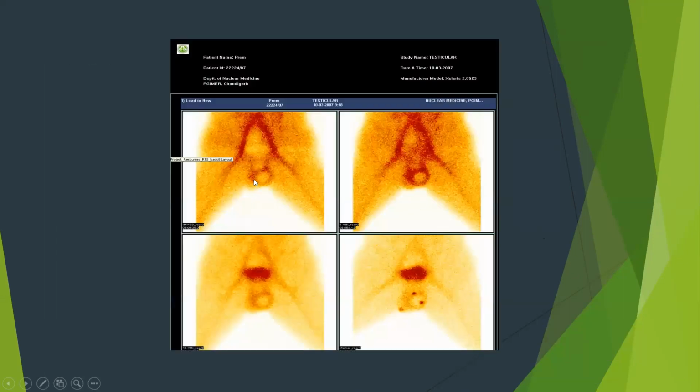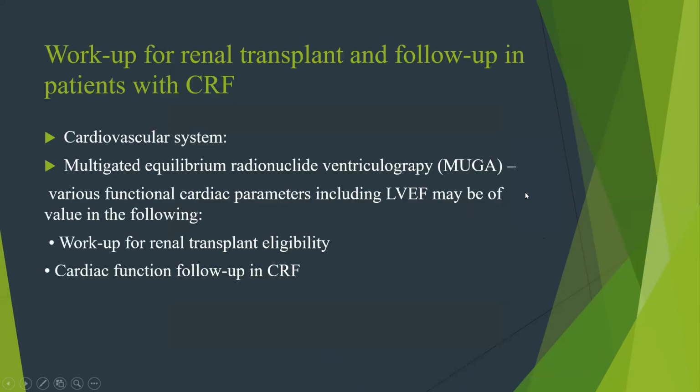And then this is a case of acute testicular torsion. We can see a photopenic defect. And then in the workup for renal transplant and follow-up in patients with CRF, nuclear imaging plays a critical role in which we can do evaluation of the cardiovascular system also, because most of these patients of CRF, they have compromised cardiovascular system also.